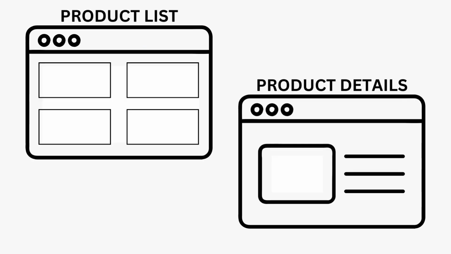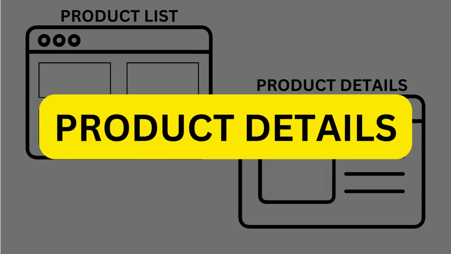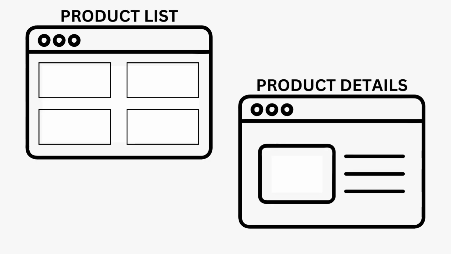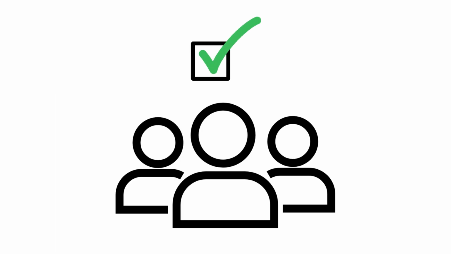Let's go back to our e-commerce application example. Right now, we only have 2 pages, but imagine a real-world scenario with pages like login, register, home, product list, product details, cart, checkout, and more. Loading all JavaScript files at once would bog down the page load time. The best place to implement code splitting and lazy loading is at the route level. By splitting the JavaScript bundle based on routes, we load only the necessary JavaScript files when the user navigates to a specific route. This not only enhances the user experience but also conserves network bandwidth.